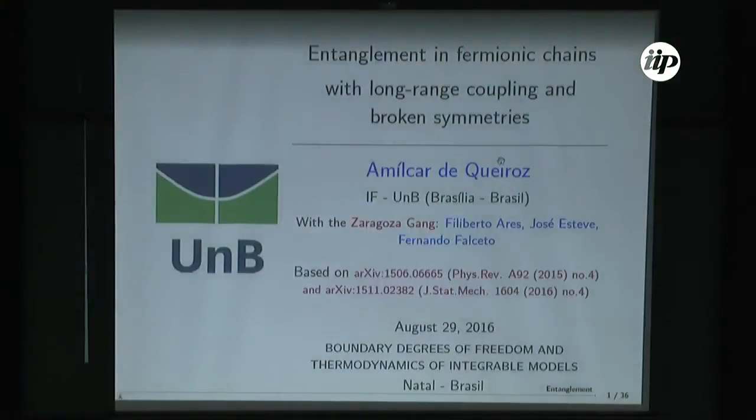I will talk about these fermionic chains, quite simple for most of you. But in this context, the speciality is that I will add long-range coupling and broken symmetries. Basically, the coupling will be allowed to be complex numbers.